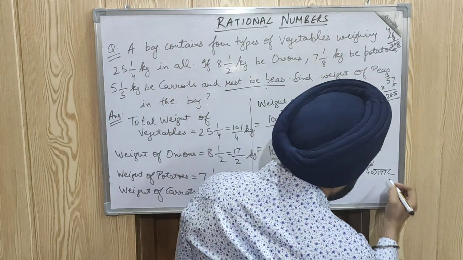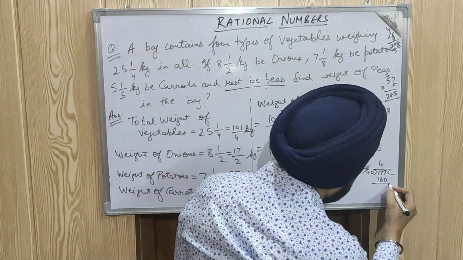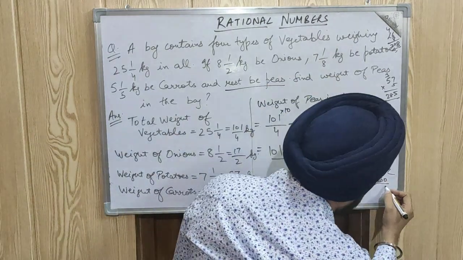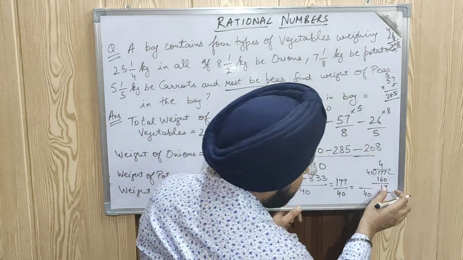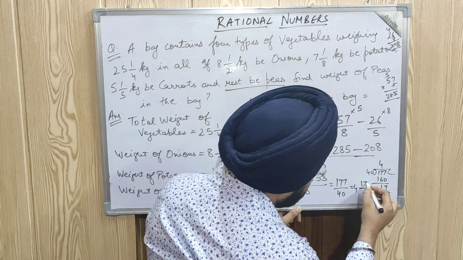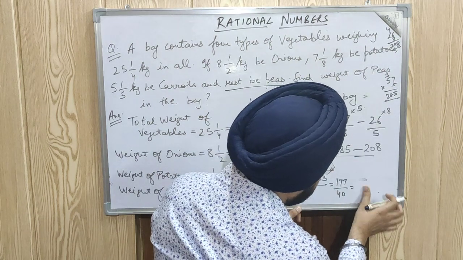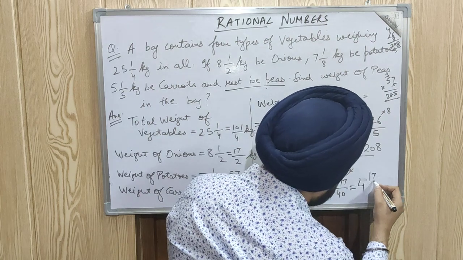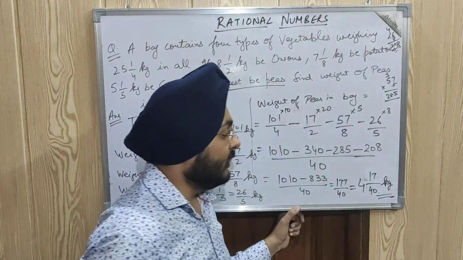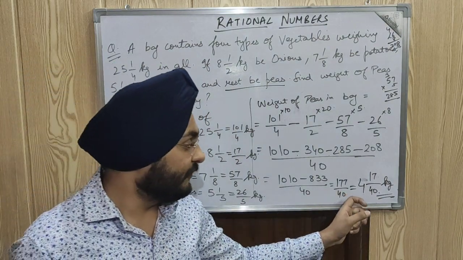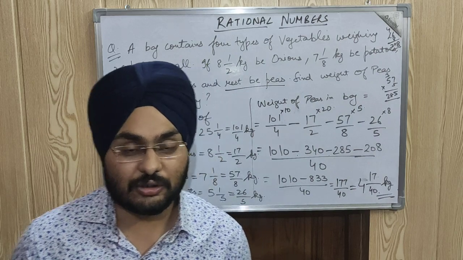So 40 into 177. So I will be saying 4 4s will be what? 160. So you will be left with 17. So I will be saying what? 40 multiplied by 4 and 17. So the answer will be what? I am again writing in big words. So 4 17 by 40 kilogram. So the weight of the piece will be what? 4 17 by 40 kilograms. So coming to the next question.